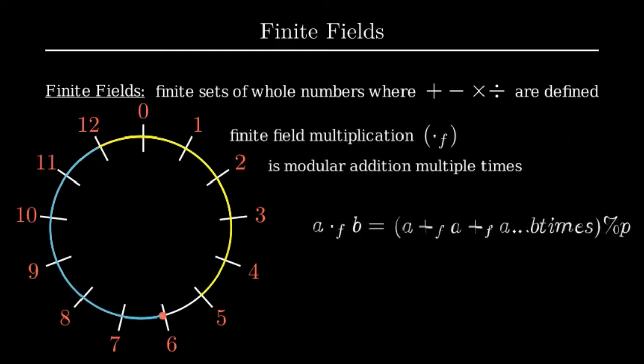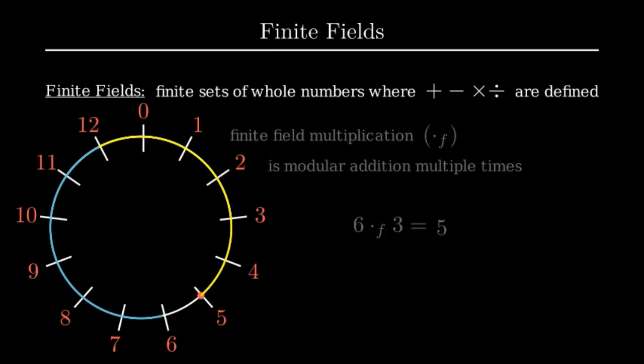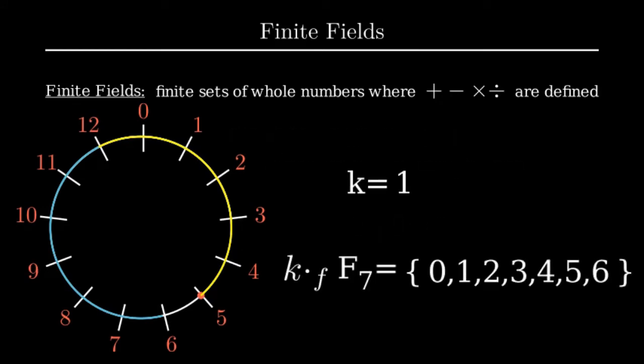Finite field multiplication is modular addition multiple times. 6 times 3 in the finite field of order 13 equals 5. You can multiply a finite field by a scalar and it will return the same set with elements out of order. This will be important when we learn division.